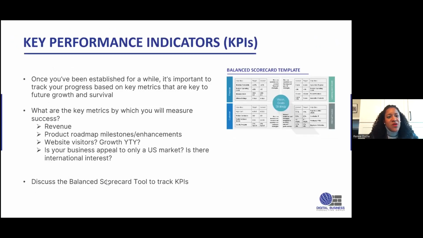And then, once we have figured out our business model, new, existing, you've been around for a minute, you're merging businesses, whatever your status is, we have to figure out a way to track our progress, and kind of measure ourselves. And so, thinking through what are those key metrics. Revenue is obvious, right? I put some product roadmap. You know, that's more of a corporate example, but website visitors, year-to-year growth.